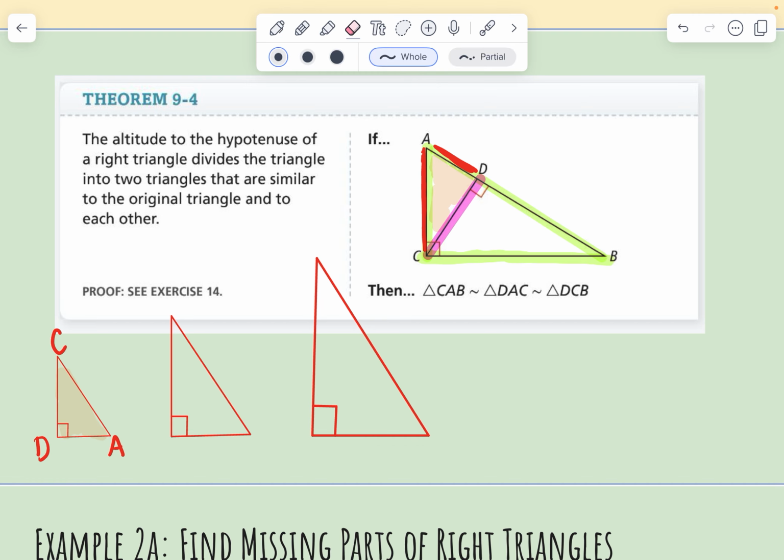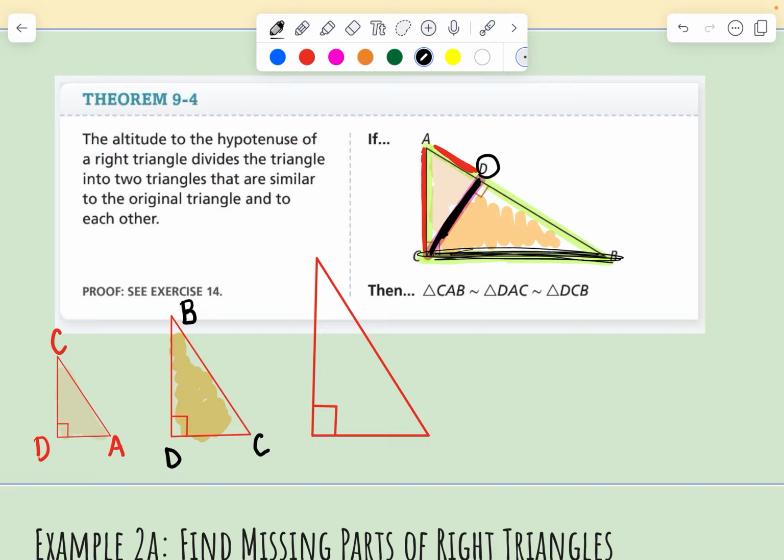If I look at my medium-sized triangle, this triangle right here is my medium. We have a small, medium, and large triangle. For my medium triangle, the right angle is still at D. But now on this medium triangle, this is my shorter side from D to C, so that has to be C. And then my longest side is from C to B, so that has to be B.